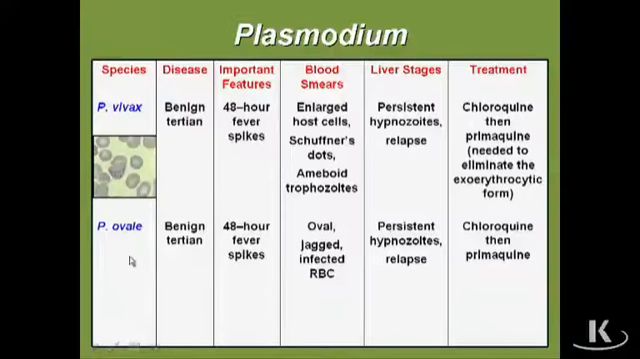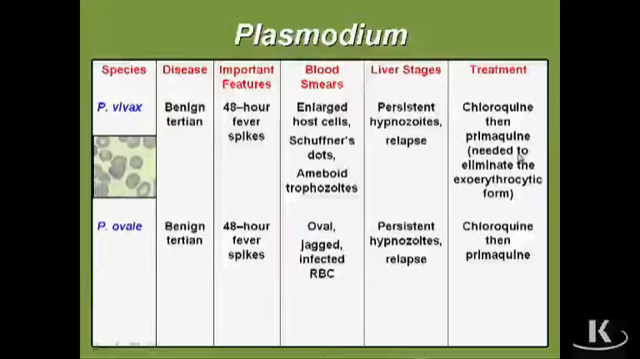I'm going to jump down here to Plasmodium ovale, which if you look at the disease is the same. Benign tertian malaria, 48-hour fever spikes. What can we say about the blood? It's oval-shaped, all right? Plasmodium ovale. The blood becomes oval-shaped. So that's one of the diagnostic features for Plasmodium ovale. Although more likely to show up than ovale on step 1 is going to be Plasmodium vivax.